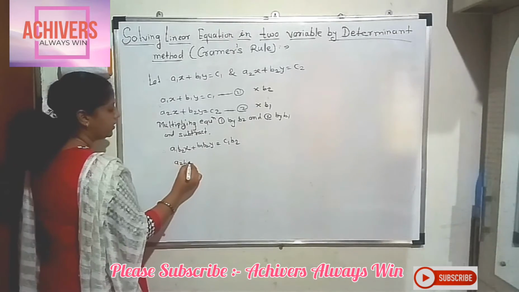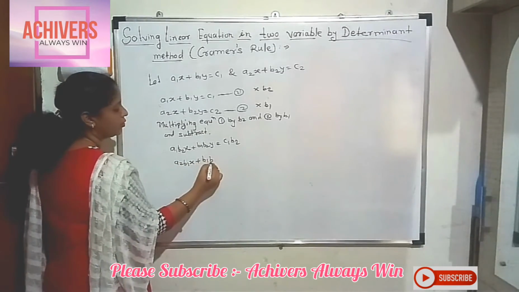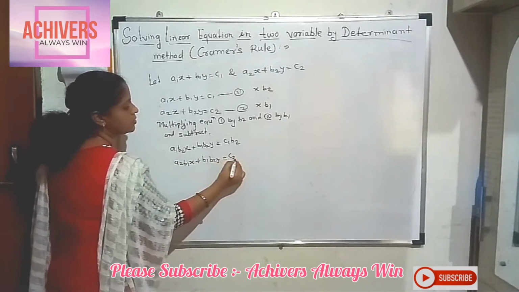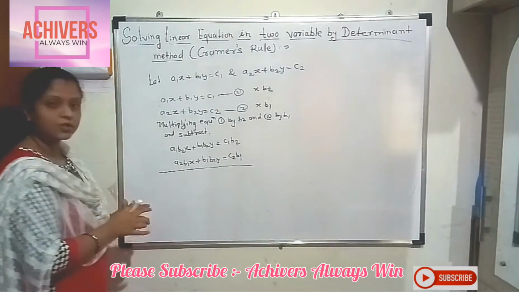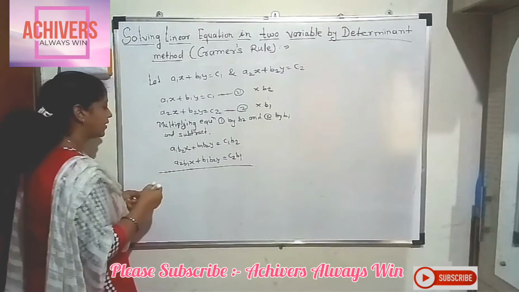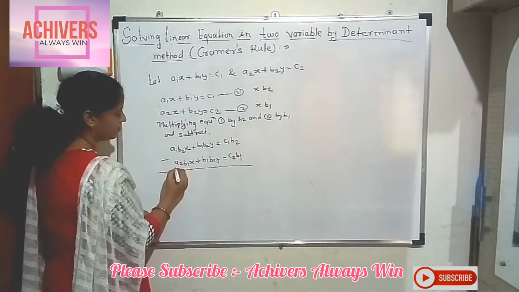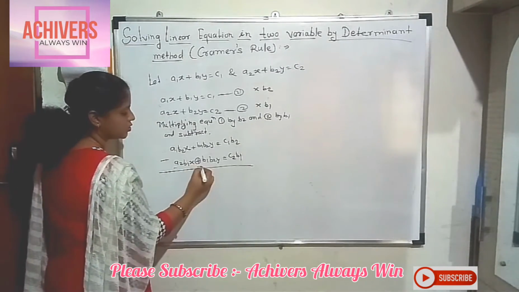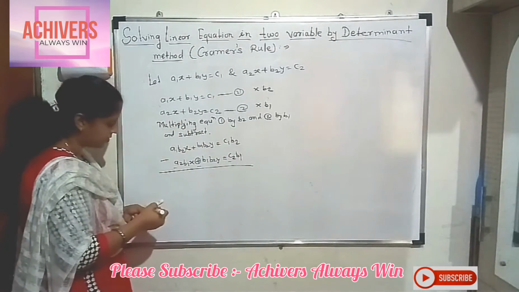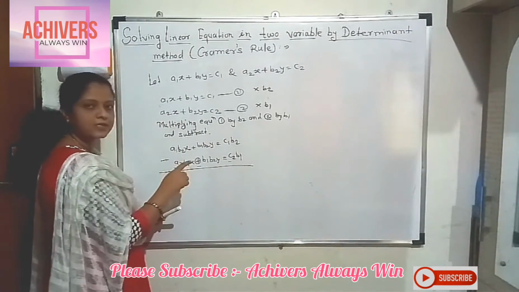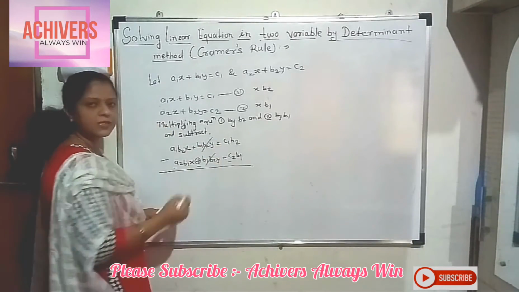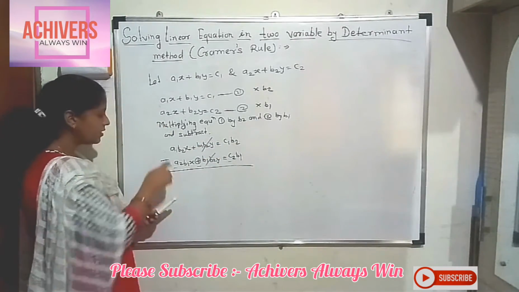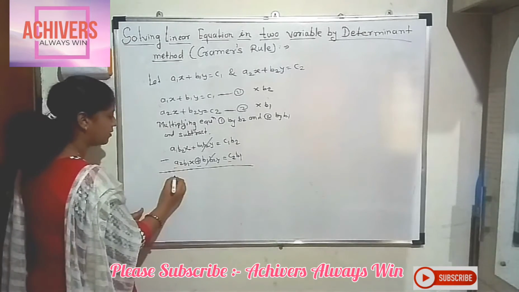a2 b1x plus b1 b2y is equal to c2 b1. And then we take addition or subtraction? Subtraction. Right here is the subtraction sign: minus. Plus changes to minus, here is also minus. Then here plus sign, here minus sign, opposite side, same terms are cancelled. Then how much is the subtraction?